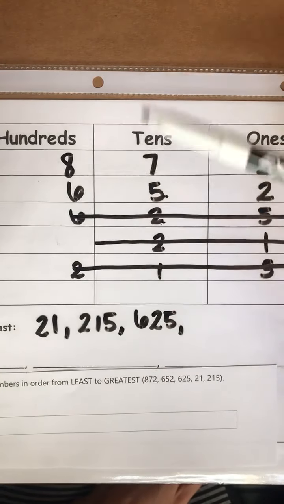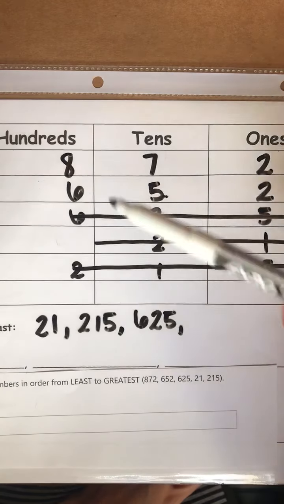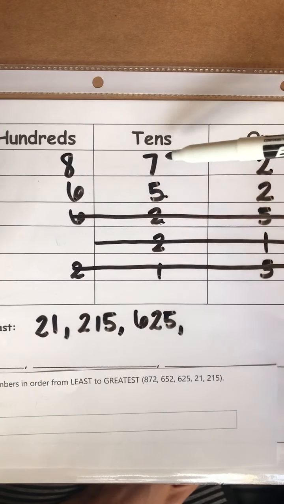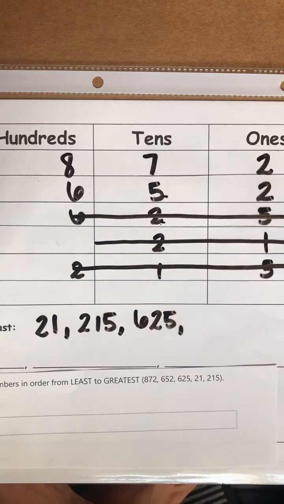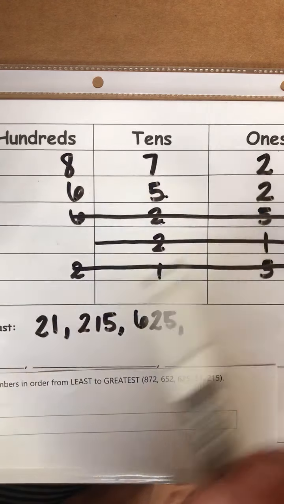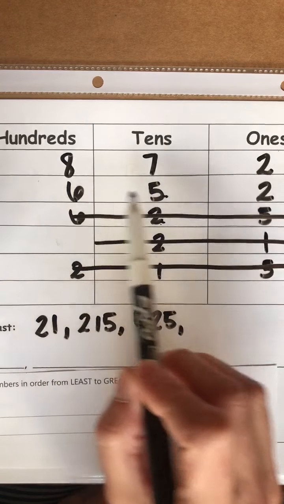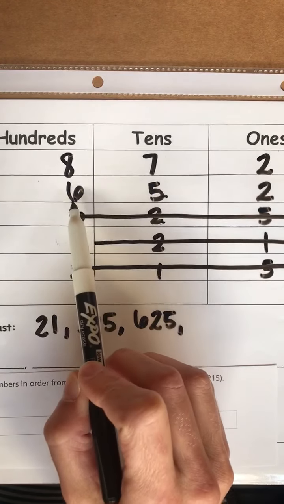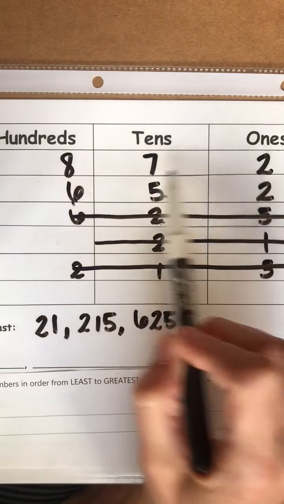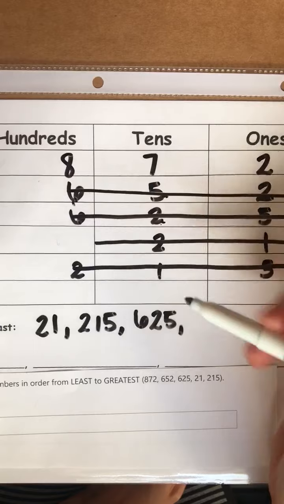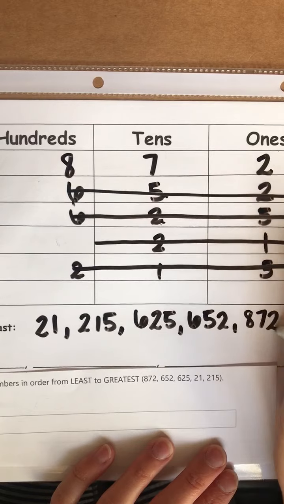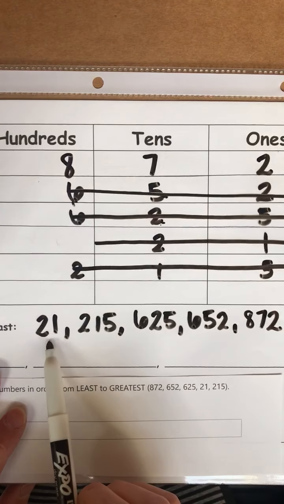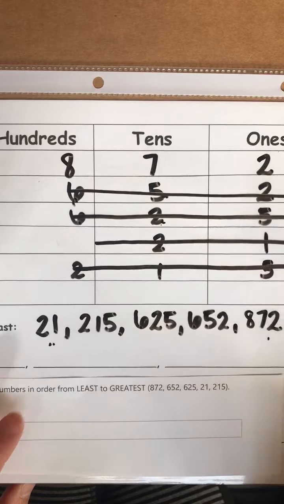Okay, and we have 2 numbers left. Well, you tell me, which number is smaller? Is 872 smaller than 652? Or is 872 greater than 652? That's right, 872 is greater. Okay, so our smaller number is 652 because 652 only has 600s while 872 has 800s. So our next number is 652. And our greatest number is 872, right? So our numbers go in order from least or smallest to greatest or biggest.